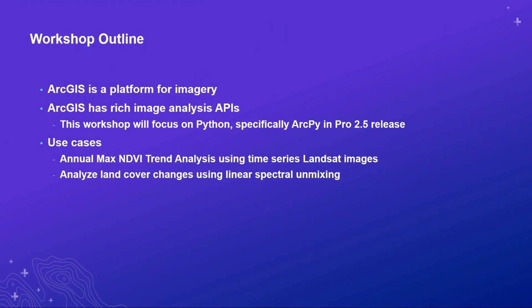ArcGIS is a platform for imagery. So first, we'll go over the image capabilities that the platform offers, and we'll introduce the Python environment for image analysis and also the rich image analysis APIs. We're going to discuss the workflow for processing a collection of images, and we'll deep dive into each step and demonstrate with two use cases. One is the annual maximum and event trend analysis using time series Landsat image, and the other is we want to look at and analyze the cover changes using linear spectral unmixing.